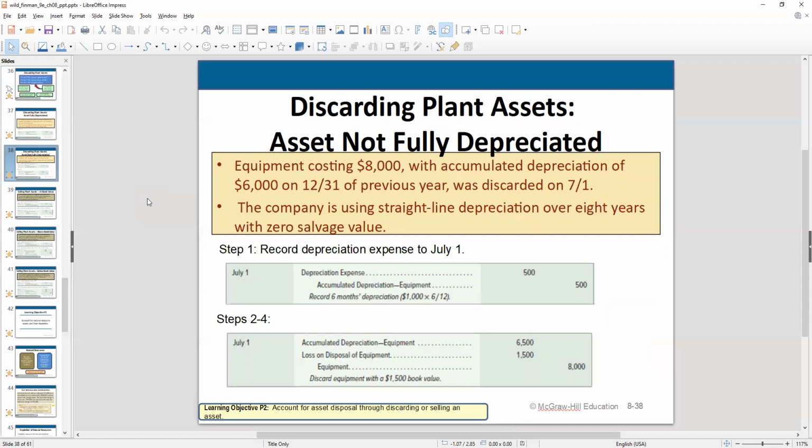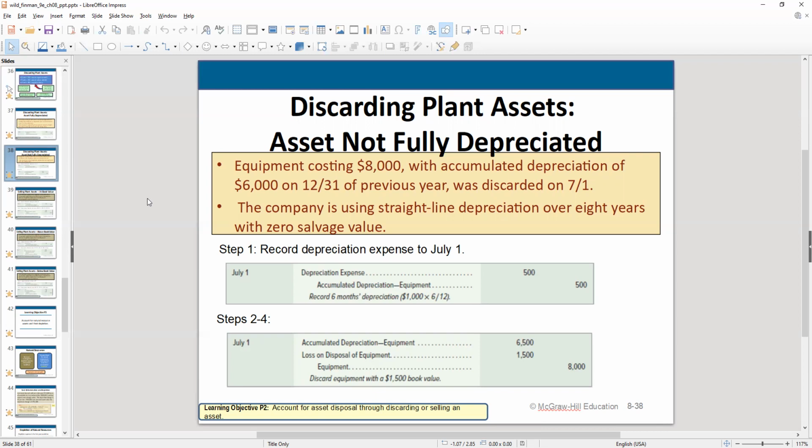If in fact we have equipment costing $8,000, accumulated depreciation of $6,000, okay, and we discard it on July 1st, which is the middle of the year. Well, it's a two-step process. First, we have to record the depreciation for the year, okay, because we discarded it halfway through the year. We still get depreciation on 6 months. So the depreciation happens to be $500. So we're going to debit depreciation expense $500, and then we're going to credit accumulated depreciation $500.